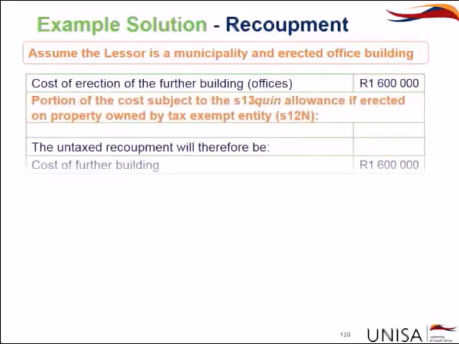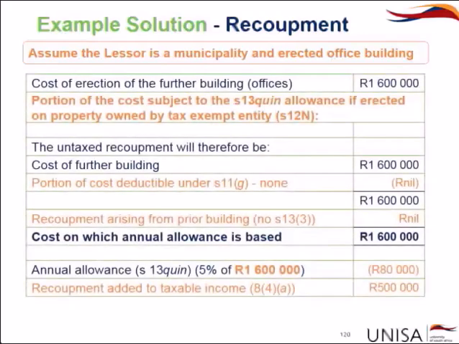So what will happen? Well, we have the cost of the erection being the 1.6 million. What portion of that cost is subject to the Section 13 quin? Remember, because this is an office building, if erected on property owned by a tax-exempt entity, we are going to apply Section 12N, which then deems us to be the owner, and therefore we will be entitled to a Section 13 quin allowance. What is the cost that we will apply?